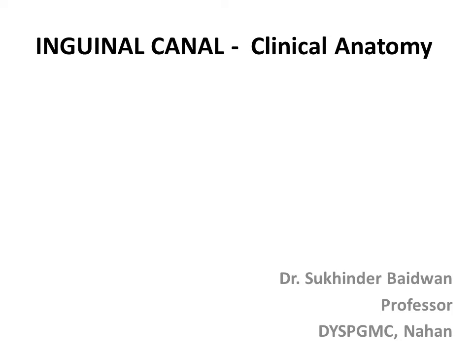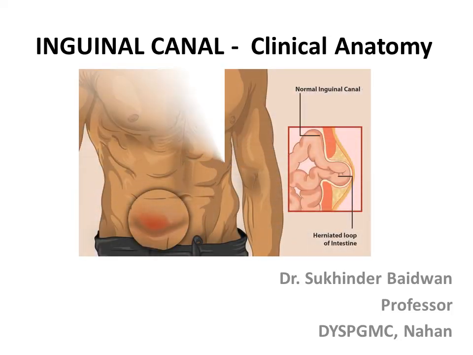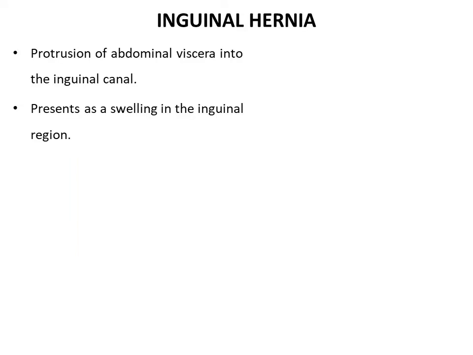The clinical anatomy of the inguinal canal, that is, inguinal hernia. Inguinal hernia is defined as the protrusion of abdominal viscera into the inguinal canal. It presents as a swelling in the inguinal region. It needs to be differentiated from the femoral hernia, which also presents as a swelling in the same region.